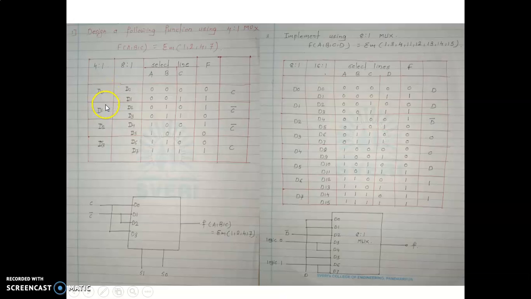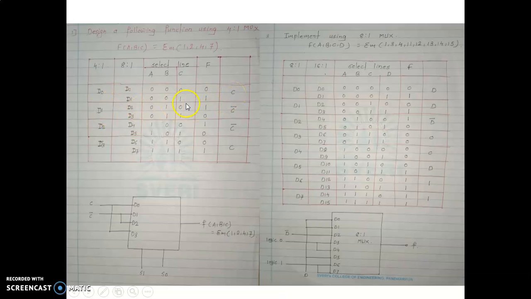So the groups are D0, D1, D2 and D3. In D0, as C is 0, the function is also 0. If C is 1, the function is also 1. So is there any change? No. So we have to put a C.